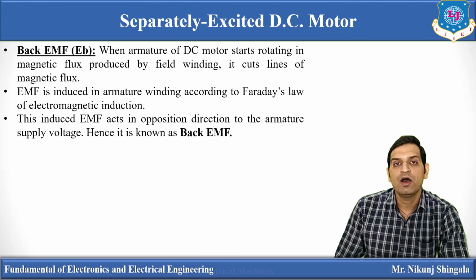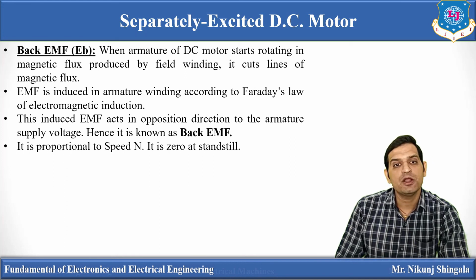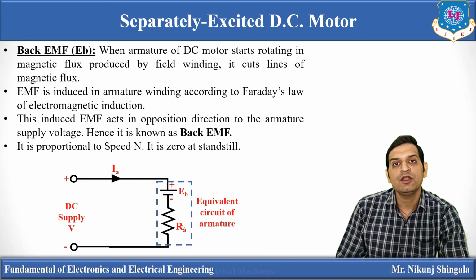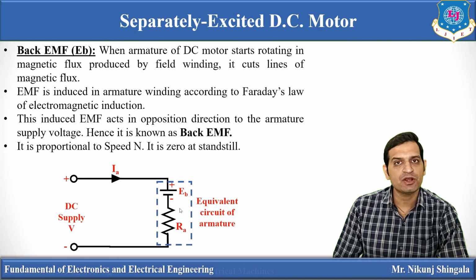So this EMF works in the opposite direction to the armature supply voltage, and that's why this EMF is known as back EMF. Now it is proportional to the speed of the motor. Why? Because if the armature is rotating at high speed, then more EMF is induced, so back EMF will also be more. So back EMF is directly proportional to the speed of rotation, and it is zero at the standstill condition. Now the equivalent circuit of the armature looks like this. EB is there, which is working as a back EMF. So total voltage across the armature will be V minus EB. In this equivalent circuit, armature current IA is given by V minus EB divided by RA.